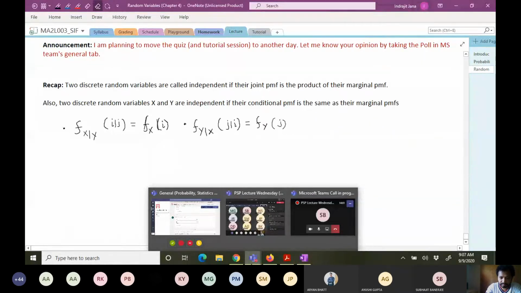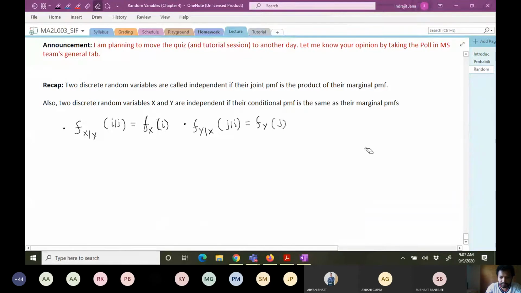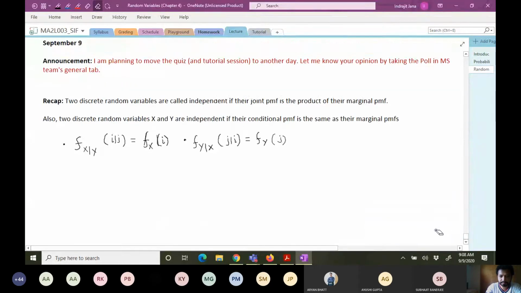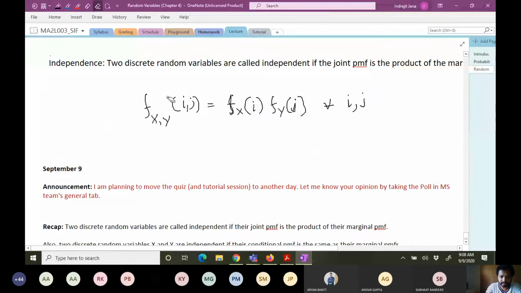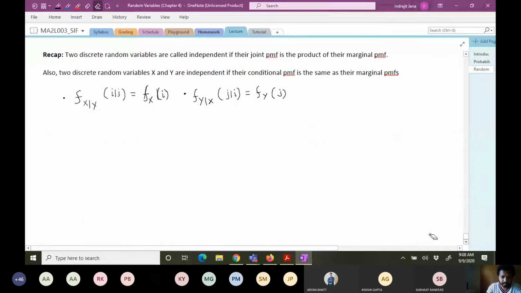Similarly here, in case of random variables, if two random variables are independent, then their joint PMF, which is probability of X equal to x_i and Y equal to y_j, is probability of X equal to x_i times probability of Y equal to y_j. Or you can write that in terms of the conditional PMF: f of x_i given y_j is the same as f_X(x_i), and f of y_j given x_i is the same as f_Y(y_j).